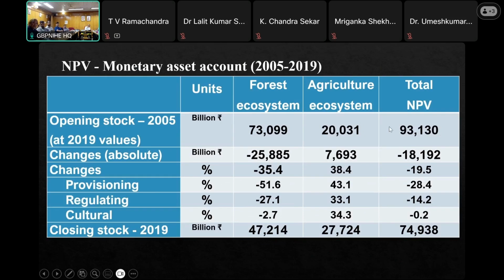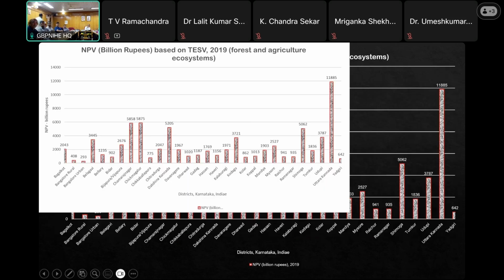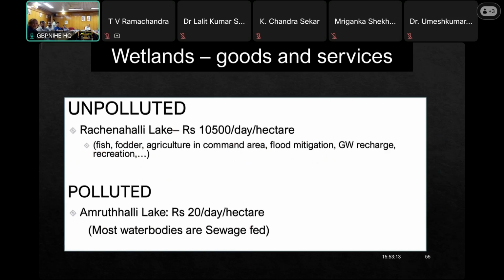And naturally, you see there is an increase in agriculture. The people converted forest land into agriculture. 20,000 billion rupees has gone up to 27,000 billion rupees for agriculture. So that is what we have computed, the NPV as well as the TSV. Okay, now I'll stop here.